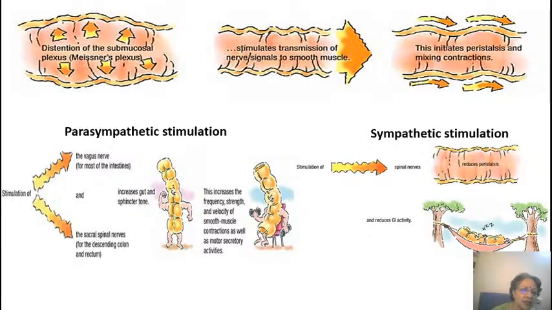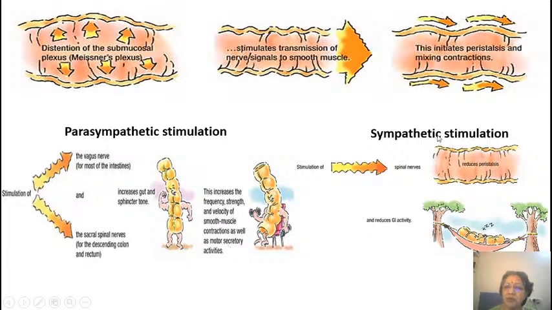So the pelvic splanchnic nerves increase the gut and sphincter tone, increase the frequency, strength and velocity of the smooth muscle contractions, as well as motor secretory activities, if any. In this case, there are only goblet cells, not much. There's mucin secretion, important to keep this peristalsis going. But remember that parasympathetic increases the gut tone and the sphincter tone and increases the frequency, strength and velocity of smooth muscle contractions, as well as secretomotor activity.